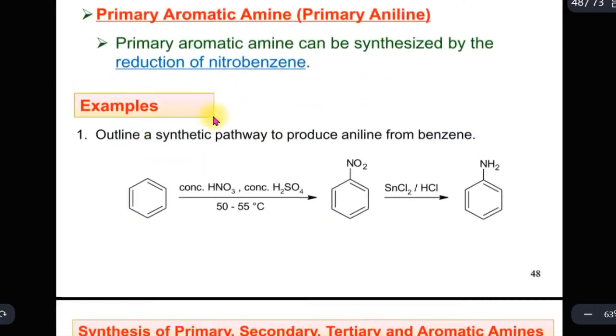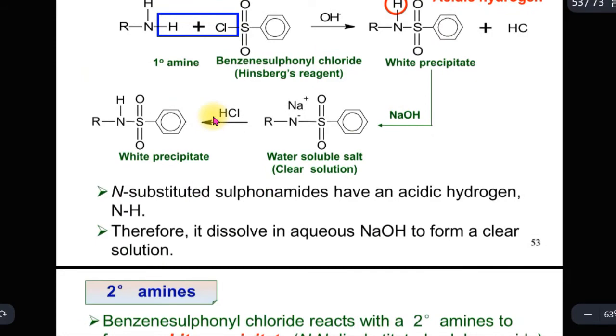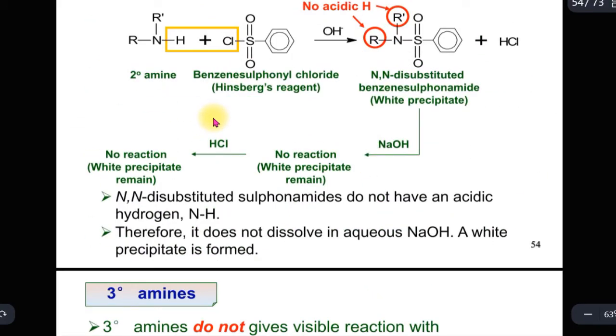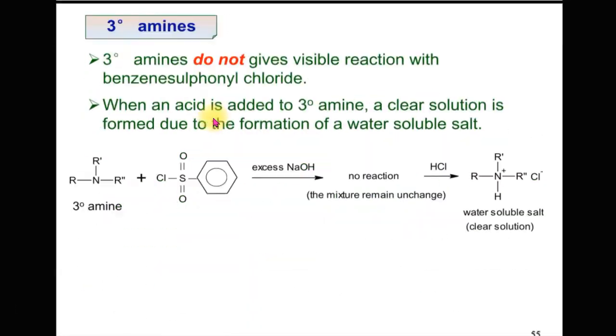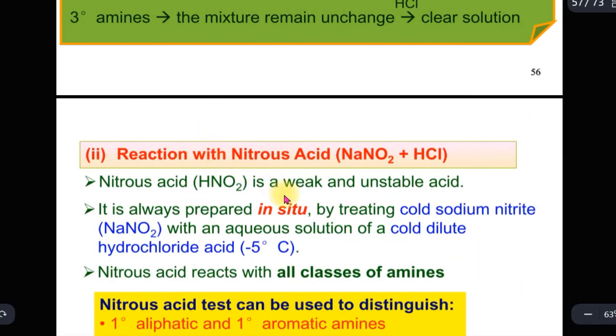Every time, if you feel confused, you can refer back to lecture notes or any reference book. But since we follow CAMPK, we check the CAMPK lecture notes. For nitrous acid, always remember, nitrous acid, HNO2, is a weak and unstable acid. So it is always prepared in situ by treating cold sodium nitrite, NaNO2, with an aqueous solution of cold dilute hydrochloric acid, HCl, at 0 to 5 degrees Celsius.